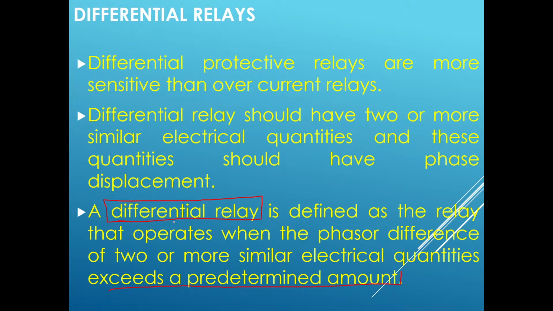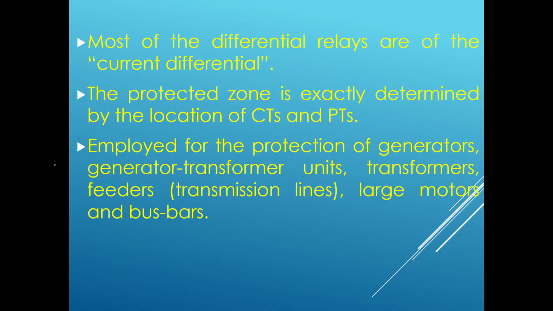Most of the differential relays are current differential relays. Most of the differential relays in the power system are current differential relays. This type will have a phase difference between the current entering the winding and the current leaving the winding. So the electrical quantity used to operate the relay is current. Current differential relay means current is the operating value.